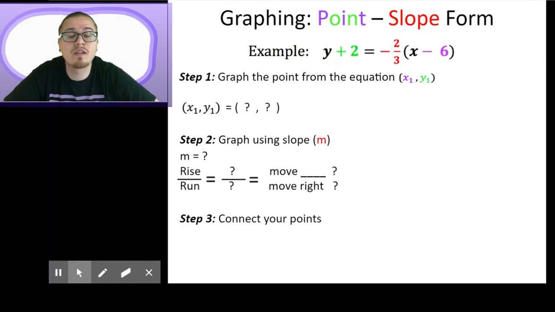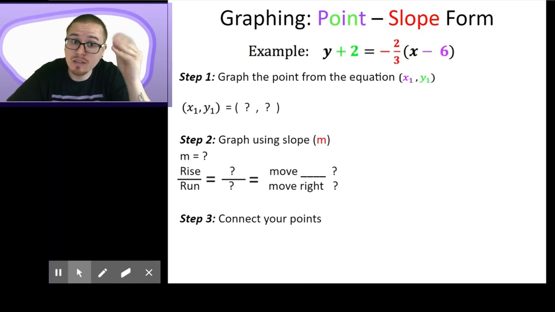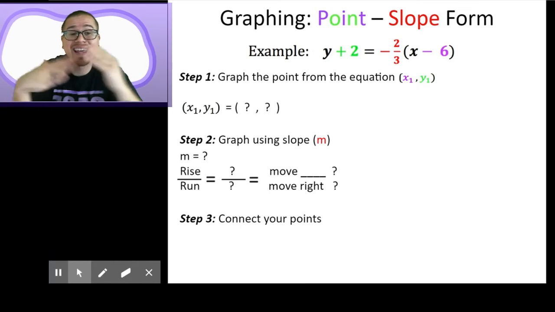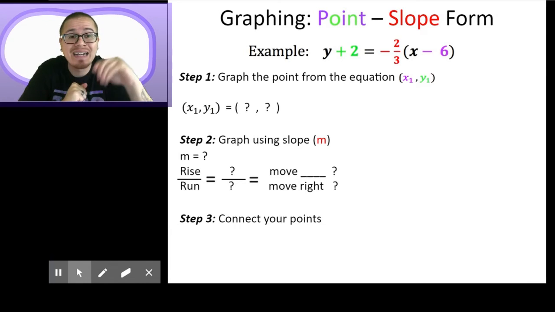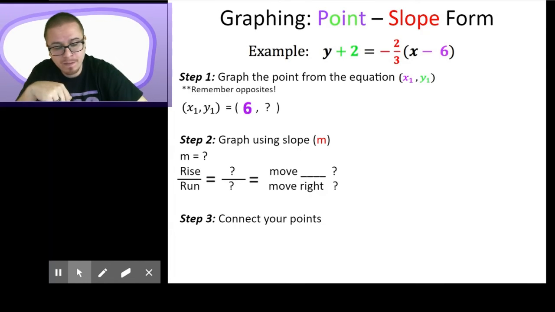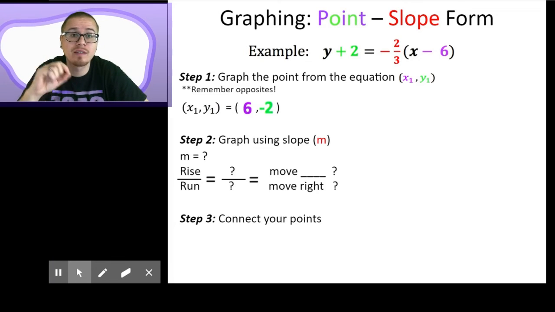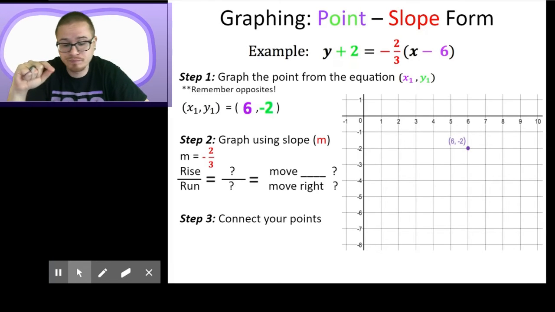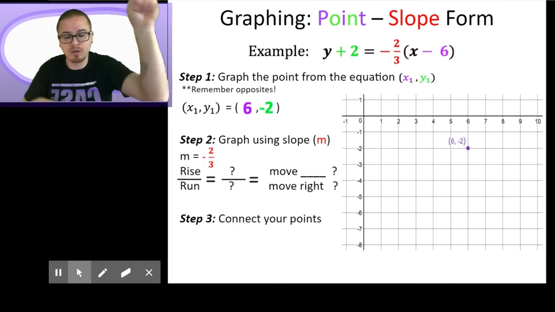So you have the example. Y plus 2 should be triggering already. Y1 is going to be negative. The slope is negative 2/3, so we're going down 2 to the right 3. X minus 6, so we're looking at a positive 6 as x1. So your coordinate is 6 comma negative 2. That's the point you're given for this line. Plot it. Boom. Looks like we're in quadrant 4. 1, 2, 3, 4.